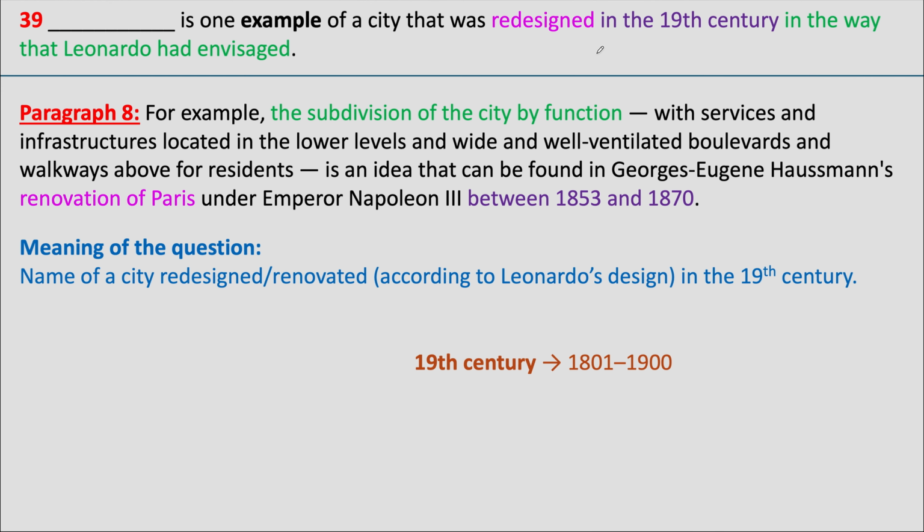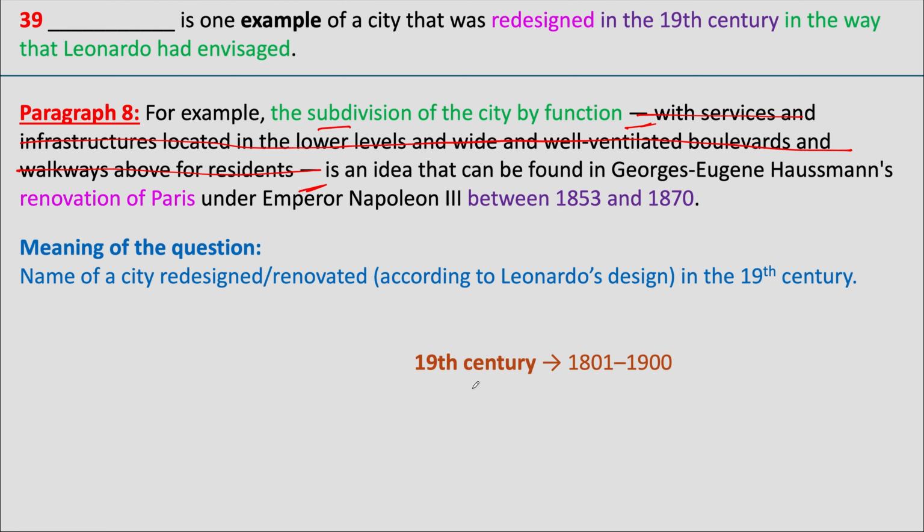Let's see what the passage says. An important reading tip. These are dashes. The information between dashes is additional details. So if you find it difficult and the sentence is long, cross out the part between the dashes. Understand the rest of the sentence first, then understand the part between the dashes if it is relevant to the question. Here it says the subdivision of the city by function, and then this part is explained. This is not what the question is asking.